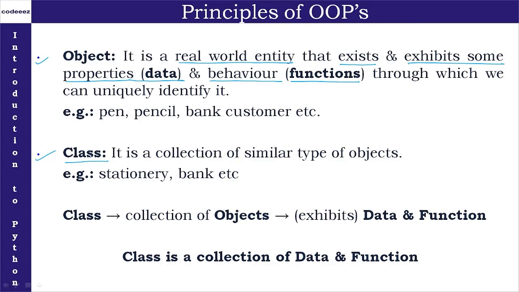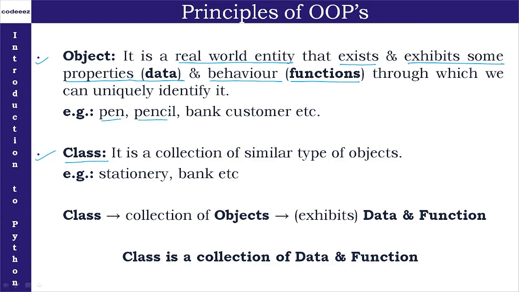Now, what do you mean by similar type of objects? Here, similar type of object simply means that exhibits similar kind of nature. Just for example, if I talk about pen, pencil, eraser, sharpener, so what are these objects used for? The purpose of these objects is same. So they are categorized under one category, that is stationery. So one name can be given to the group of these objects, that is stationery.